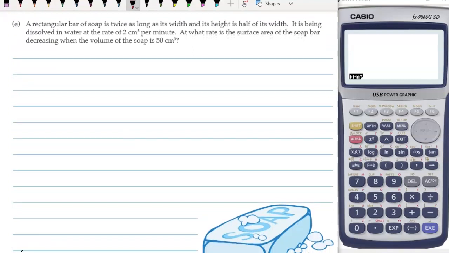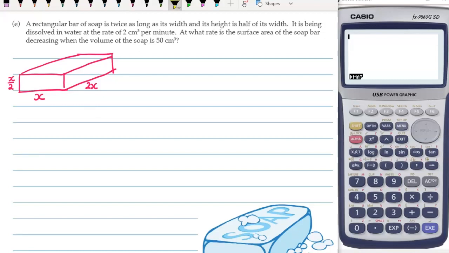Okay, for part E, we've got something about a rectangular bar of soap, and we're given some things about the dimensions. So let's just draw out what that would look like. So the width is what everything seems to be based off of. So we'll call the width x. Then the length is twice as long, so that's 2x, and the height is half as much as the width, so that's x over 2.